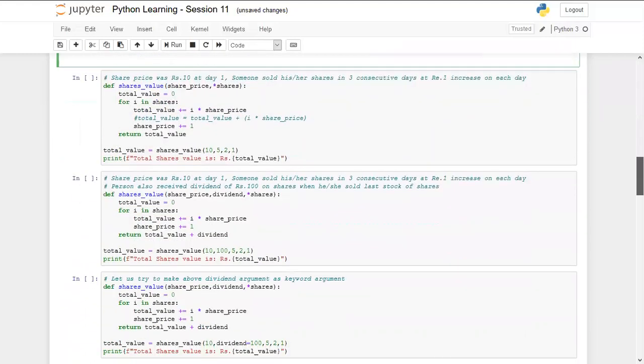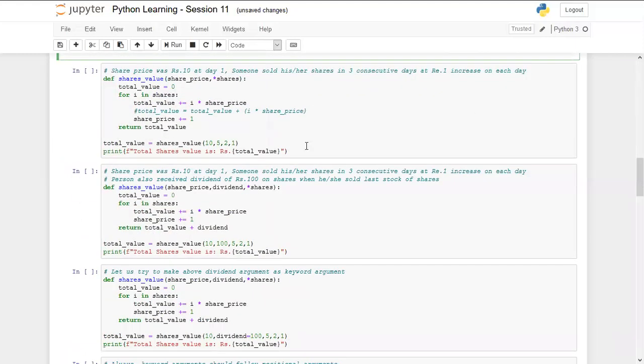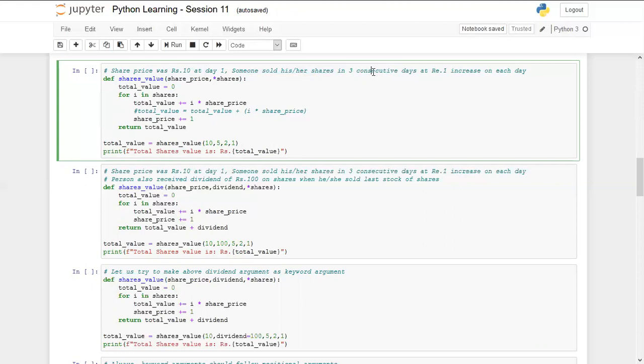Now moving further, this is an example based on shares and share values. Let's understand how it works. Suppose there is some hypothetical share for which we have set a price of rupees 10 on day one. Someone sold their shares over 3 consecutive days. Maybe they are holding 90 shares and selling 30, 30, 30 on 3 consecutive days. On day one the price was 10, and on the next day the price has increased to 11, like rupees 1 has been added each day.